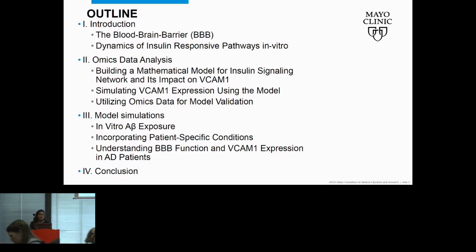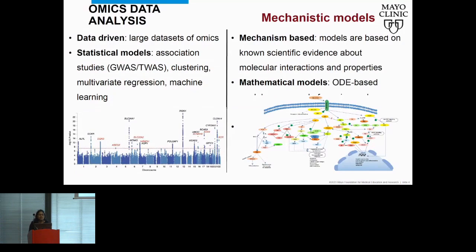So as you all know, the biggest difference between omics data analysis and the mechanistic models is that one is data-driven, which I'm quite familiar with because the majority of my research focuses on pharmacogenomics, precision medicine, and cancer informatics, where we look into statistical models and try to identify biomarkers. Versus, as you know, the mechanistic models are more based on a particular mechanism, and then we build these ODEs.